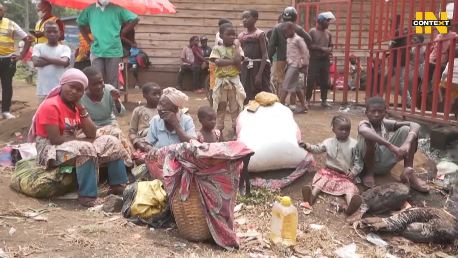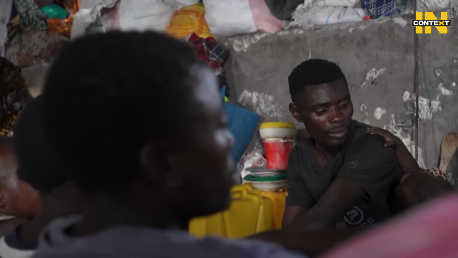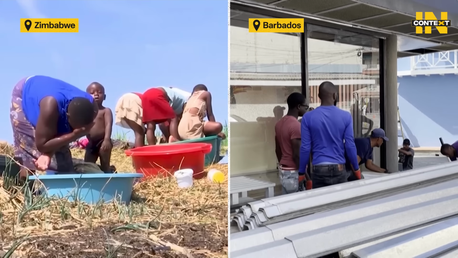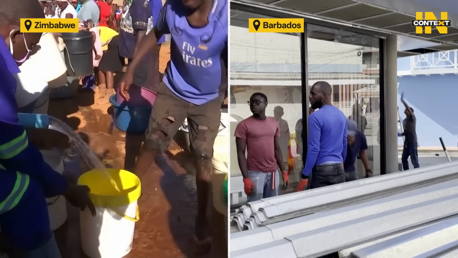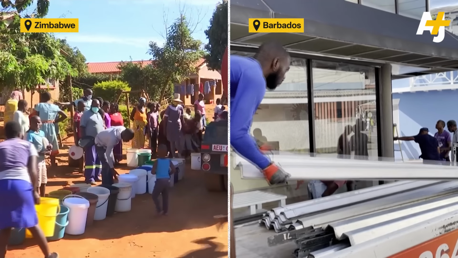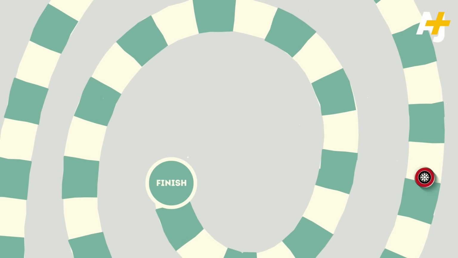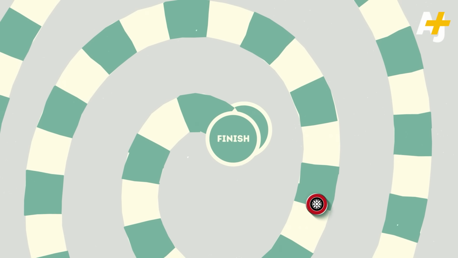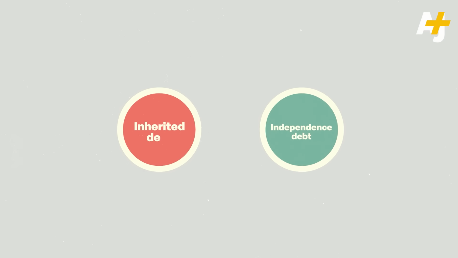But that country isn't the only one dealing with inherited debt. Countries like Zimbabwe and Barbados also began their independence weighed down by massive debt, which has had a lasting impact on their economies. So let's take a step back. The end of formal colonialism did not mark the end of exploitation. Instead, it marked the beginning of new debt cycles, independence debt and inherited debt. Ones designed to extract wealth and ensure lasting dependence on colonial powers.